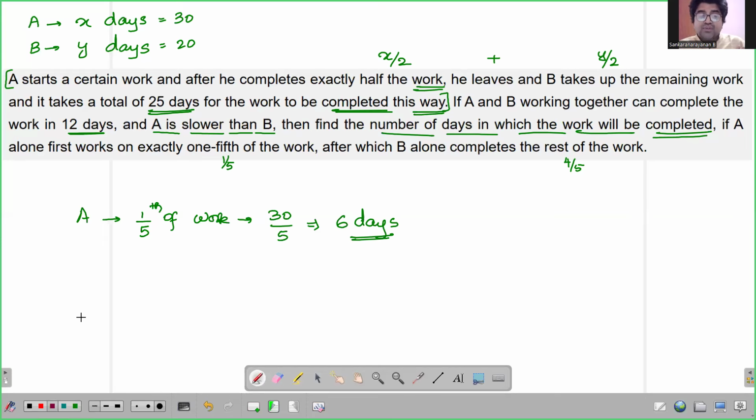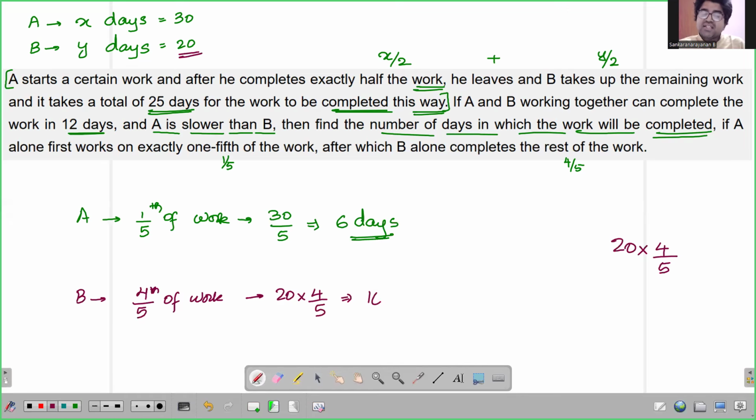Remaining 4/5 of the work we have. So B will shoulder the remaining 4/5 of the work. 1 minus 1 by 5 is 4 by 5. For doing 1 unit of work, B is taking 20 days. For doing that 4/5 of the work, B will take 20 into 4 by 5. This guy will be taking 16 days in order to complete that remaining work.